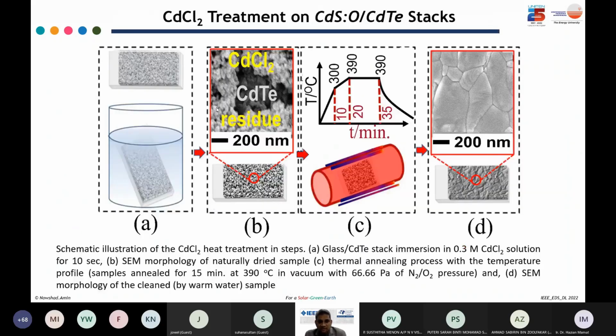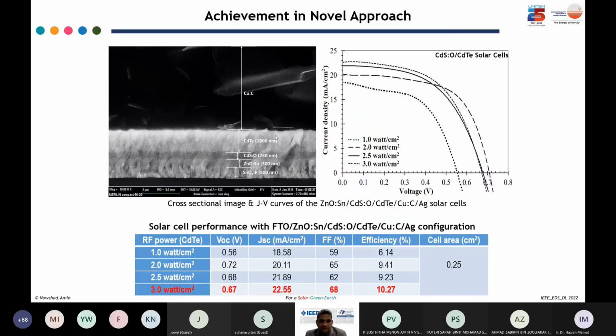And we have done it in our lab. You can see initially it was very small, but after the heat treatment at almost 400 degrees centigrade for 35 minutes, the grains grow bigger. And by that, if we make a solar cell, even adding an additional layer of oxygenated cadmium sulfide, we can get 10% efficiency for 1 micron of cadmium telluride thickness.